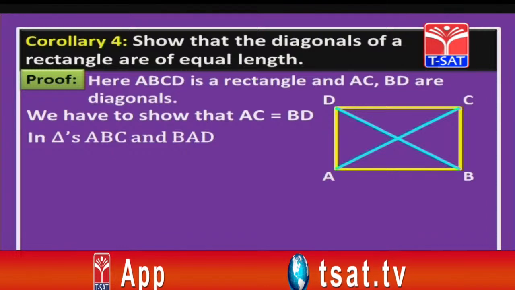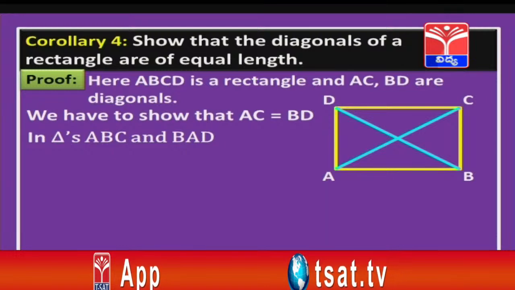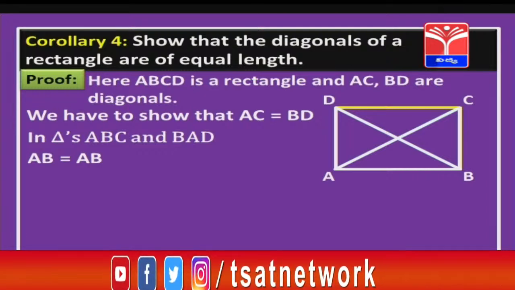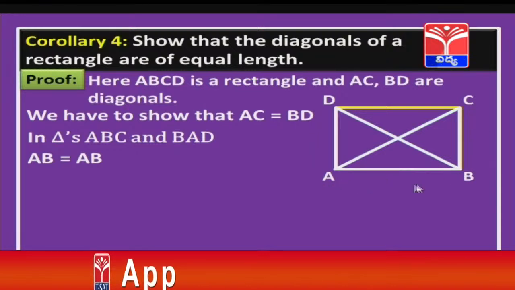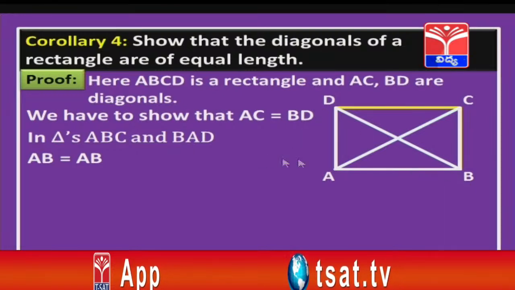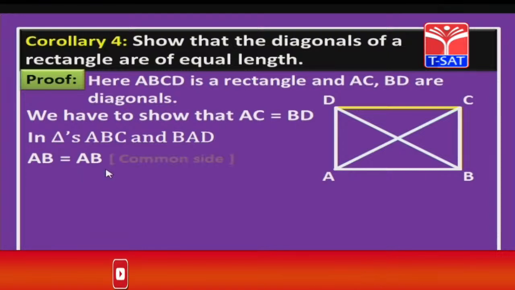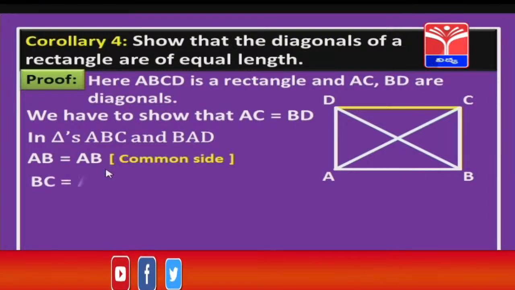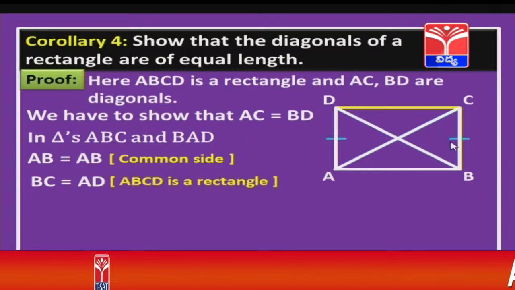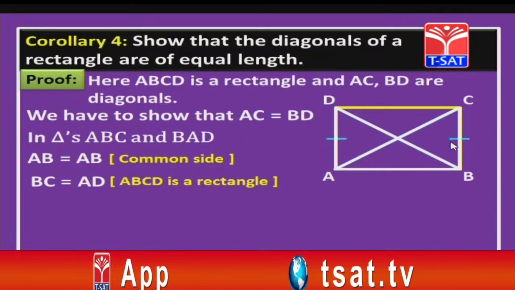For that, we will consider triangle ABC and also triangle BAD. In these two triangles, AB is the common side. In triangle ABC we have side AB, and in triangle BAD we have AB also. So, in both triangles AB is the common side, AB equal to AB. And I can write BC equal to AD also. Why are these two equal? Because in a rectangle the opposite sides are equal. So, that is why BC equals AD.